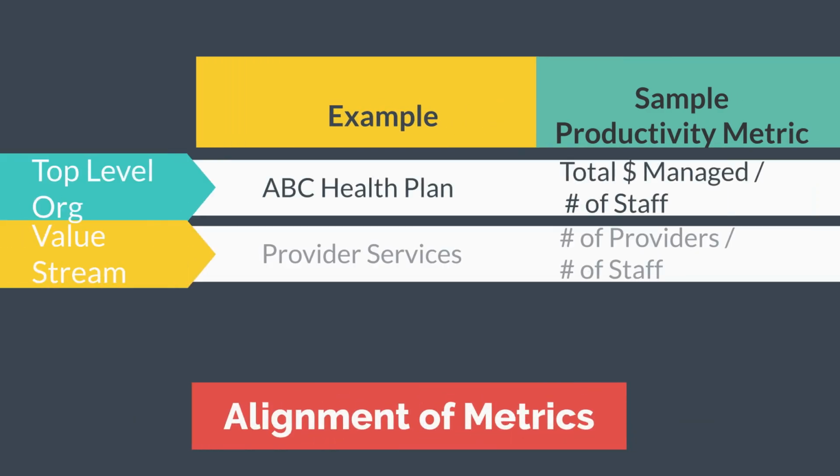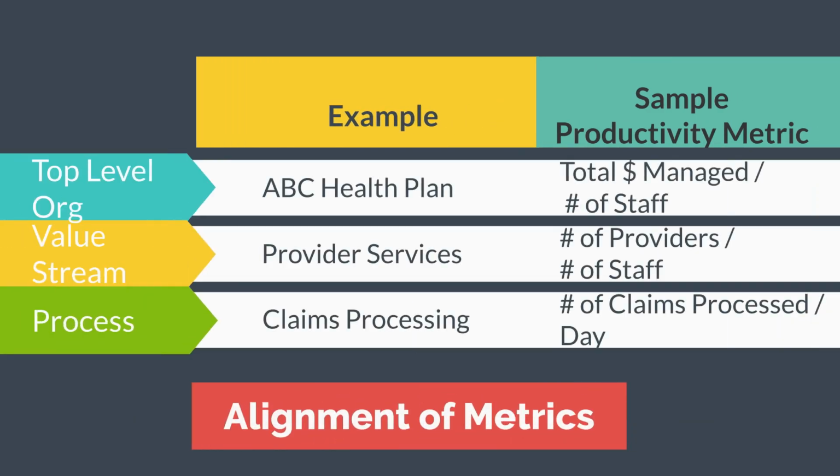Let's look at a simple example at ABC Health Plan. We're going to look at alignment for one category of metric, productivity or cost. At the organization level, we might be measuring total revenue dollars managed per staff member. This measures productivity because as we grow our revenue, if we grow our staff at a slower rate, we'll increase this number. That means we have more capacity as a result of more productivity.